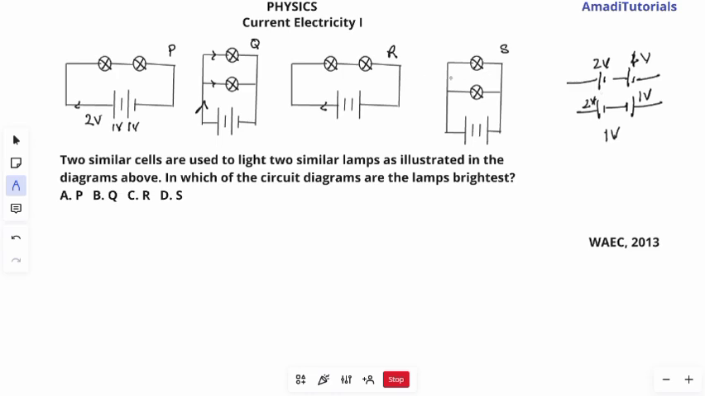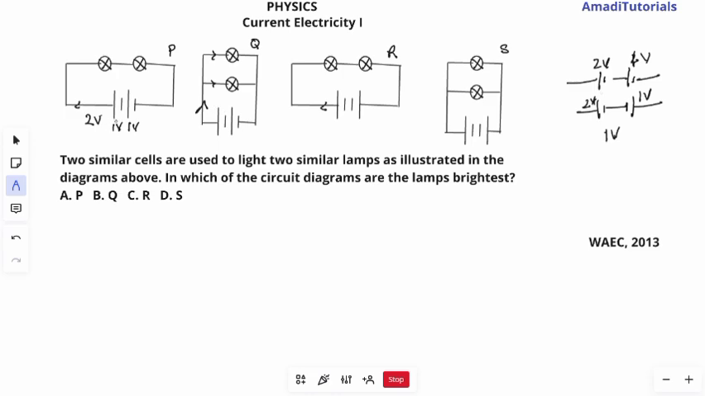S and R, nothing goes there. It will be totally off. But P and Q will be on. However, Q will be very bright because the equivalent resistance to the current drawn is low. Now, let me prove it by solving.